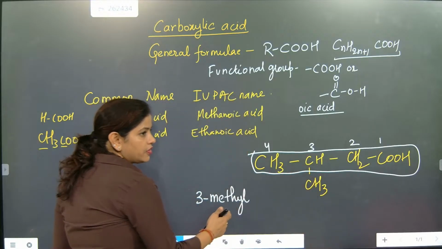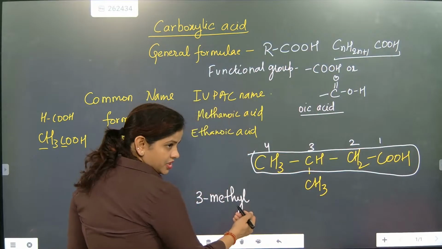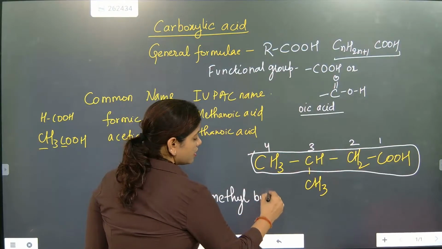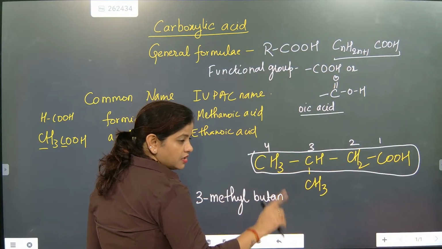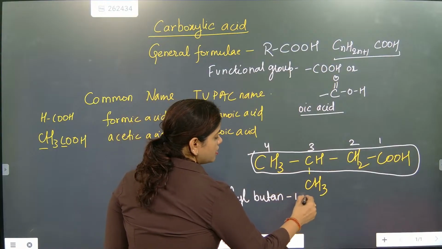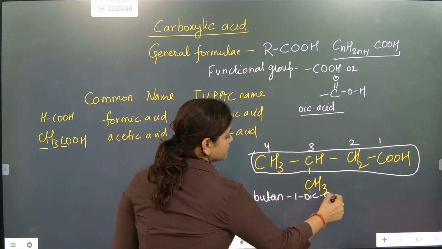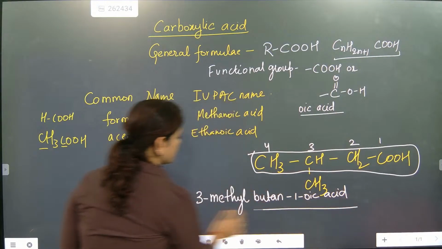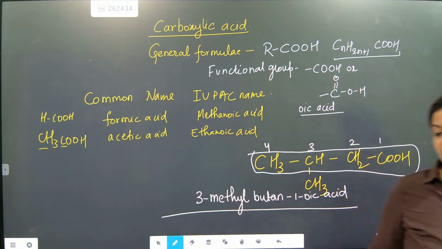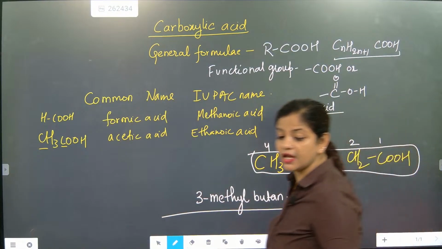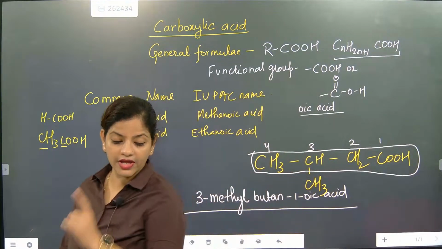In the first location, carboxylic is there. So how are you going to write, Jivitan? Look at 3-methyl. In butane, what are you going to miss? E. Butane 1-oic acid. The best way to write: 3-methyl butanoic acid, 3-methyl butane 1-oic acid.